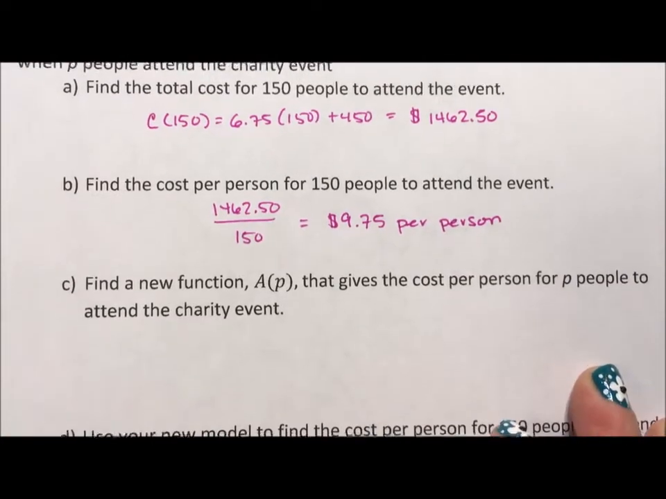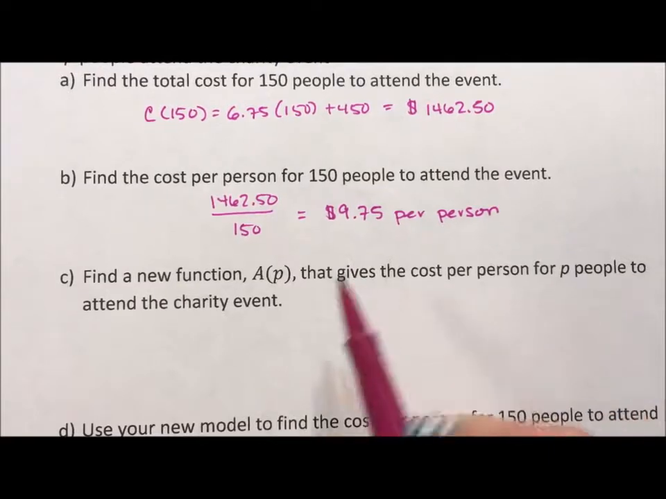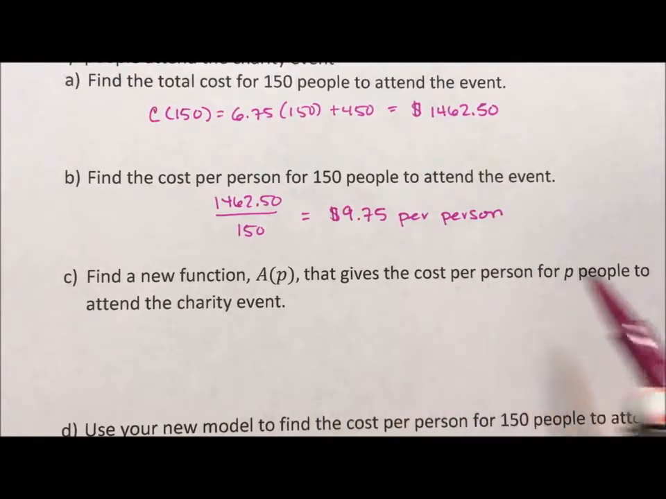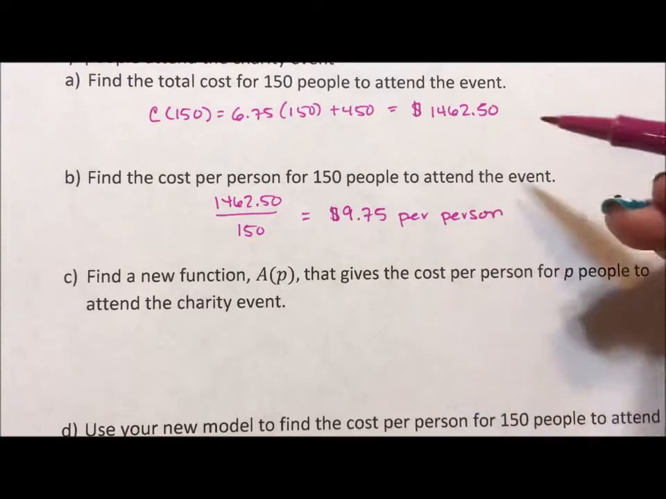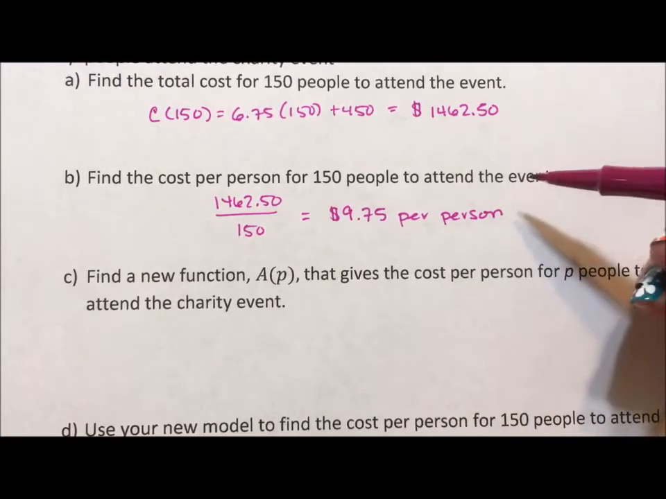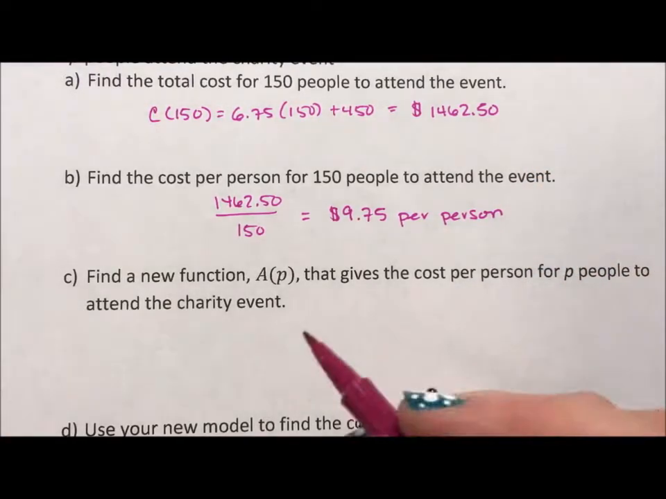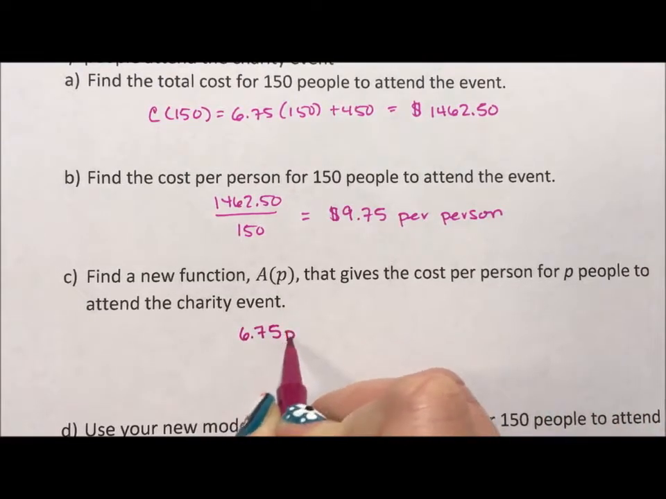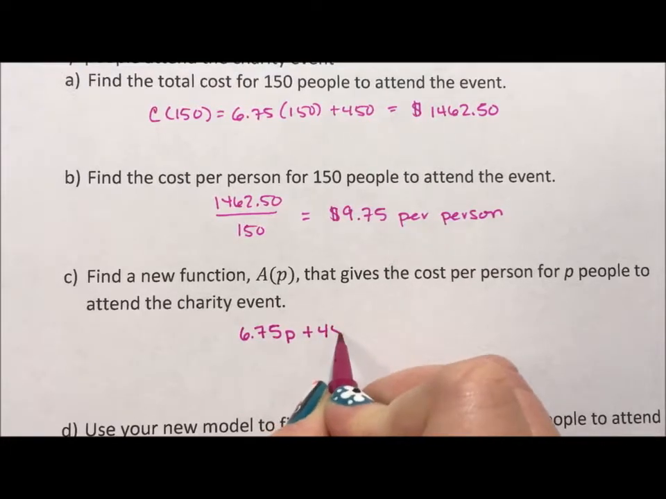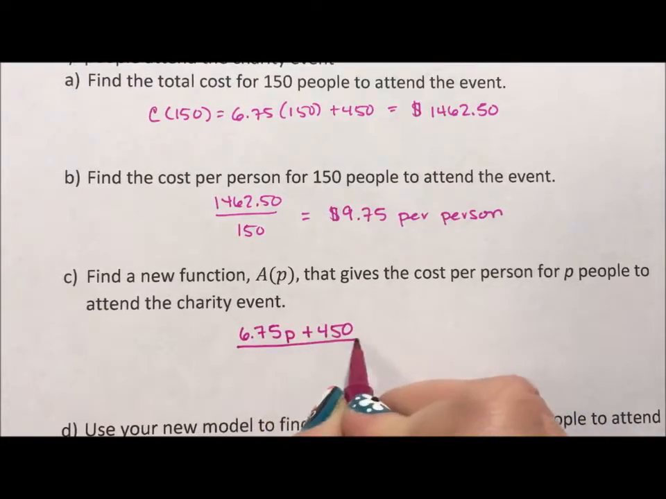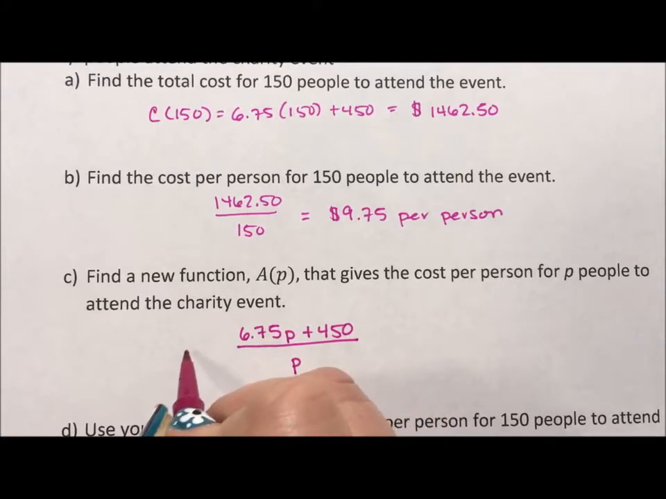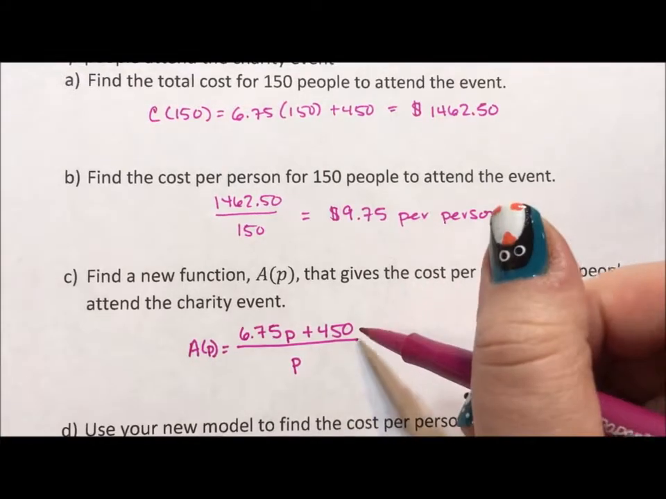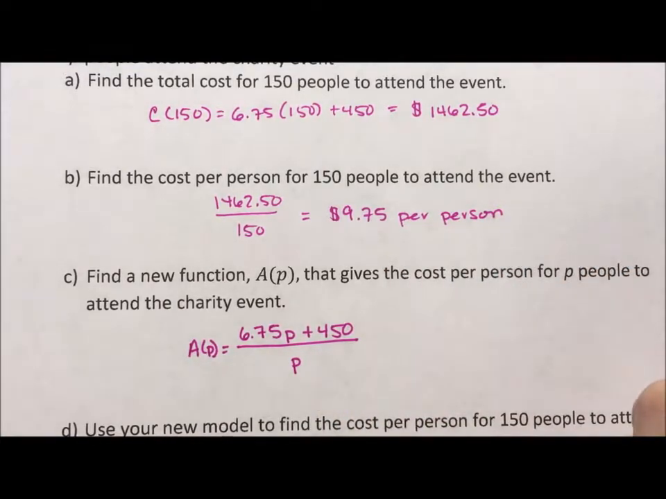Okay. It says find a new function, A of P, that gives the average cost per person to attend the event. So I want to combine the two things I did in part A and part B. Well, in part A, I took 6.75 times the number of people attending plus 450. And in part B, I took that total and divided by the number of people attending. So the average cost per person is the cost in total divided by the number of people attending.